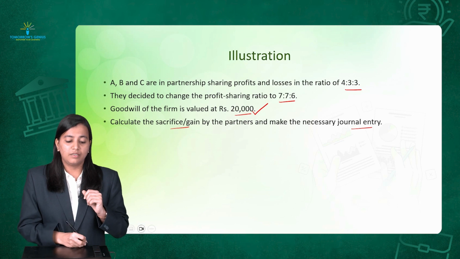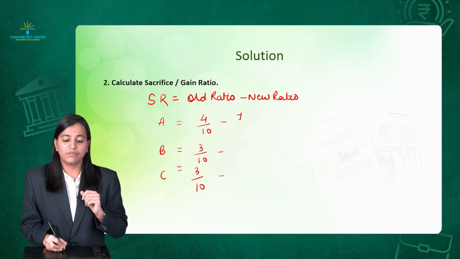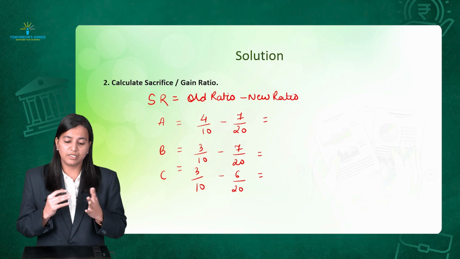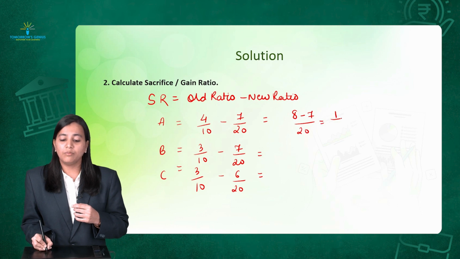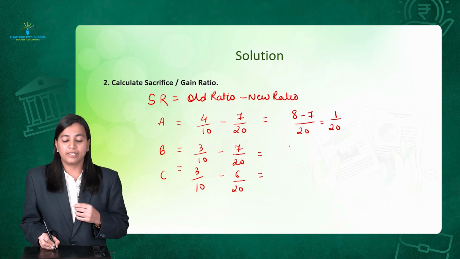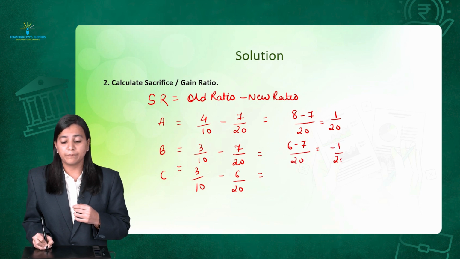So the new ratio is 7/20, 7/20 and 6/20. Then you take the LCM. Finally, what do you get? For A, 8 minus 7 upon 20, that is 1/20. Then for B, how much do I get? Again I'll multiply 3 by 2, so 6 minus 7 upon 20. I'll get minus 1/20.